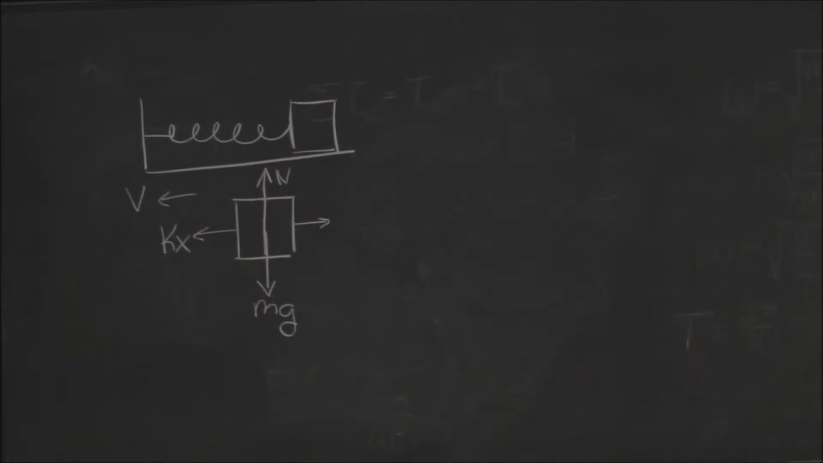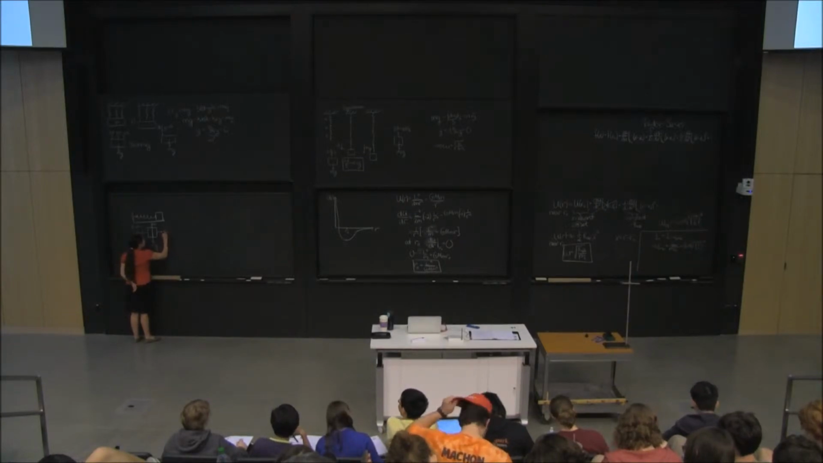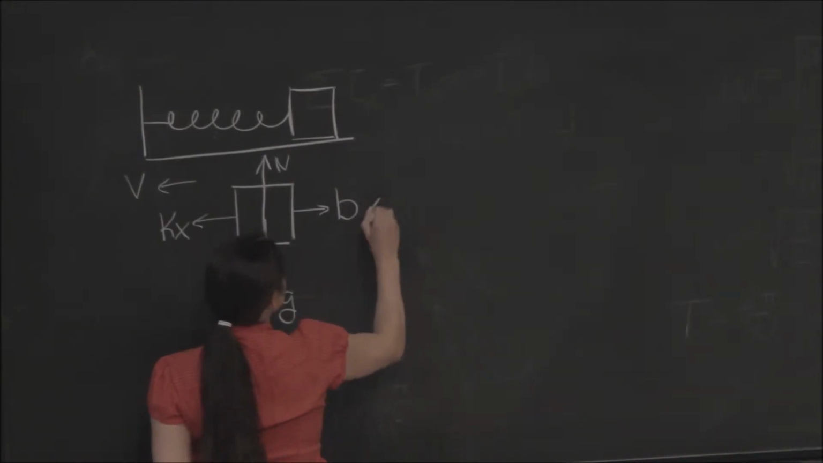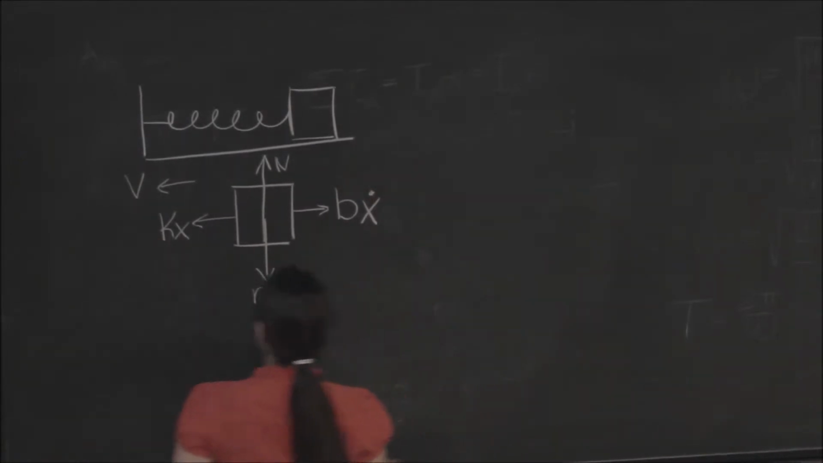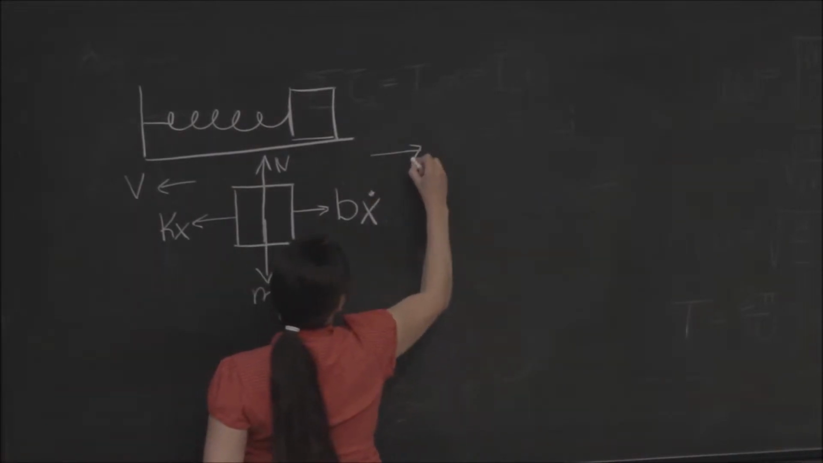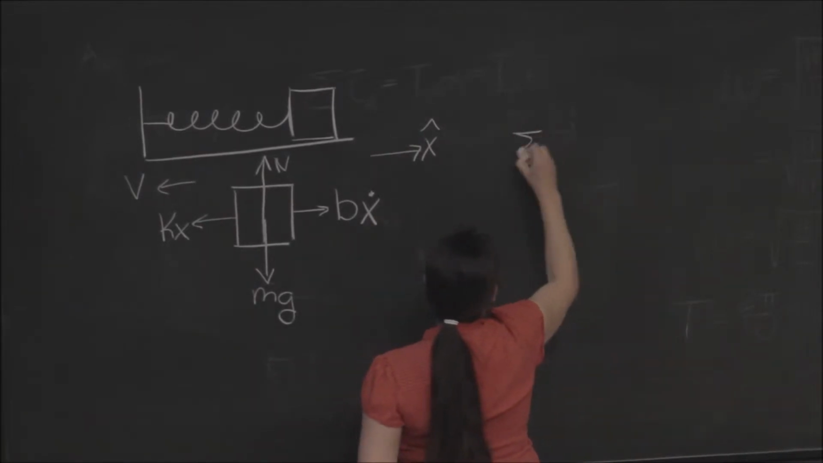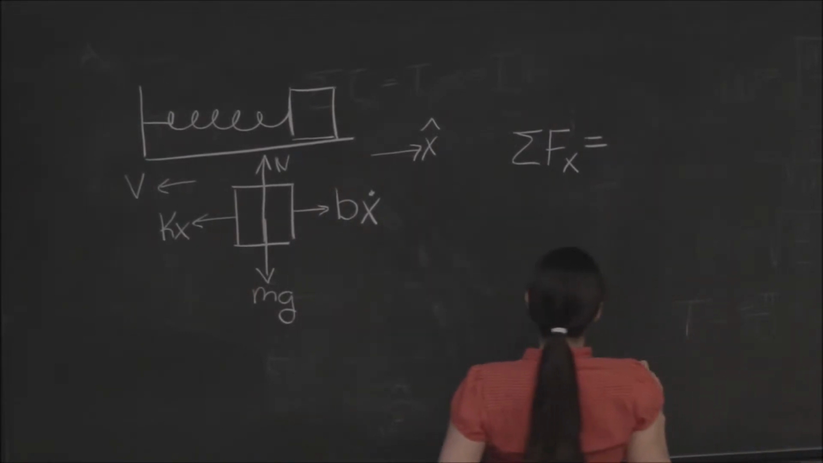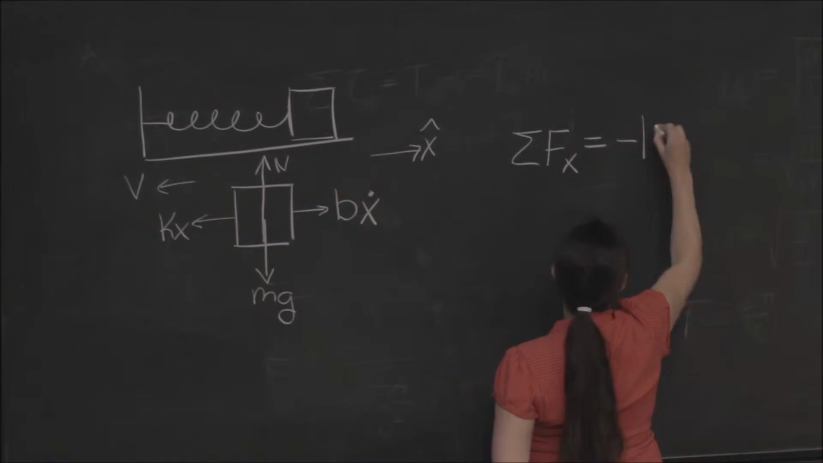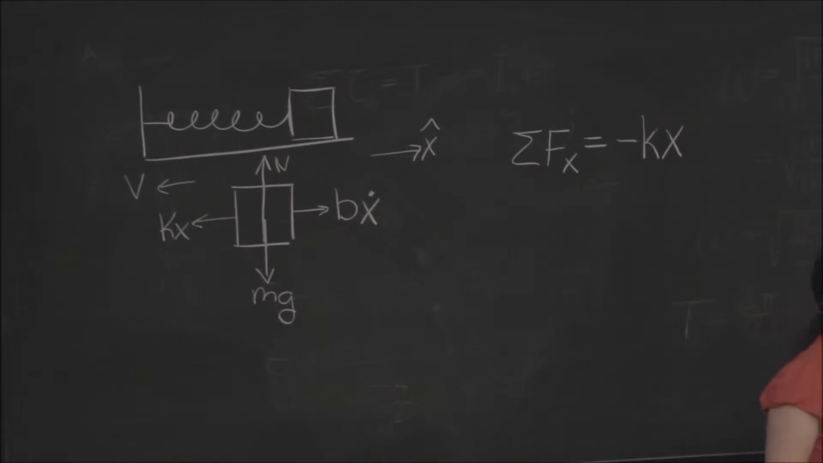So it's viscous drag. Let me just check so I use the same symbols as I use on my slide here. Yeah, we're going to do linear drag here. Let's say it's b times the velocity, x dot. Okay, so if this is my positive x direction, and I'm going to do my sum of the forces in the x direction, I'm going to have negative kx.